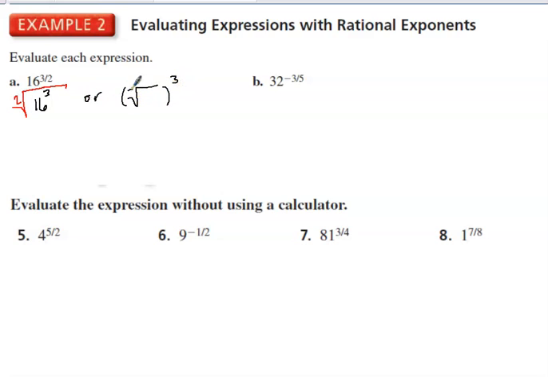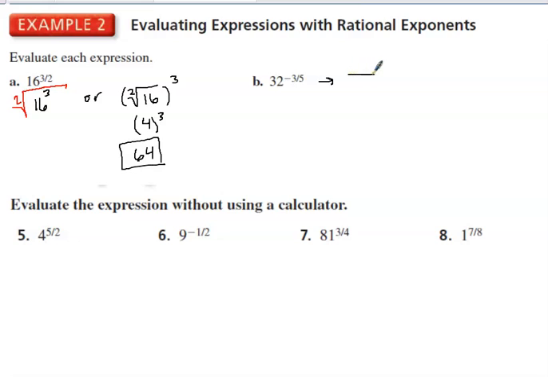So I have this 2nd root of 16, and then I cube it. I would much rather approach it this way because I know what the square root of 16 is. That's the number 4. And then if I raise that to the 3rd power, I get the number 64. So the denominator means that's the root that we are taking, and the numerator means that's the power that we raise it to afterwards.